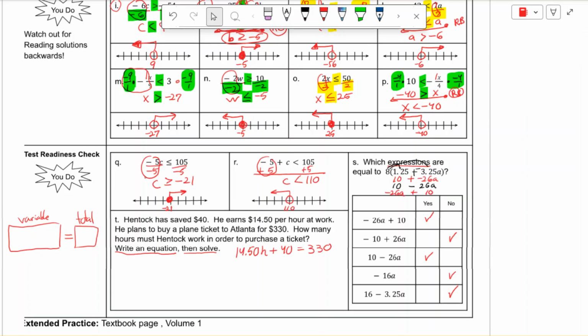Okay, we're back on Q. That was clearly a watch out right there. We're dividing both sides by a negative, and so the sign does reverse, what we learned in the lesson.